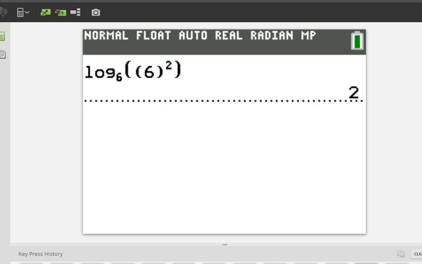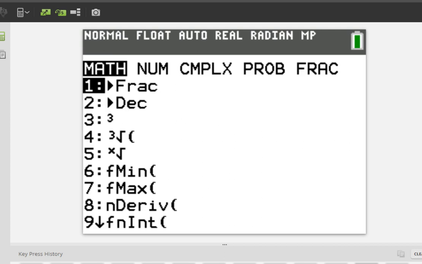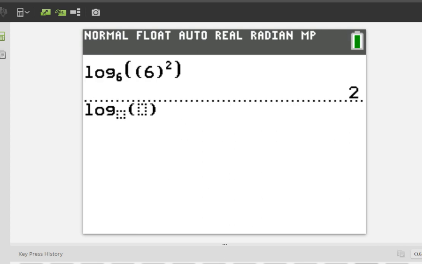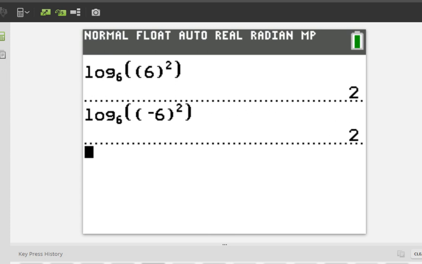It does. Now we're going to do the same thing. Math, alpha, math. Log base 6, but this time I'm going to do it in brackets for negative 6. And if I did that correct, that should also equal 2. So really important that you remember there's a positive and a negative solution to this. If you only had the positive solution, you only answered part of the question.